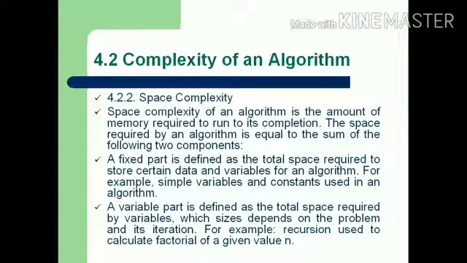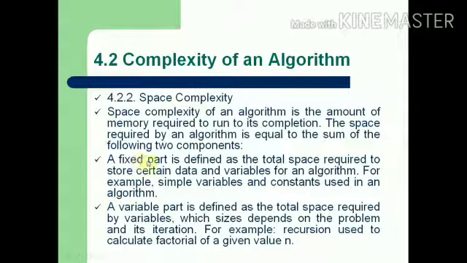For example, if you want to find the factorial for 3, we use three numbers: 1 into 2 into 3. So here only three variables are used. If you are using 5, then five values are used. So based upon the input, if your input is 5, then the memory consumption also increases. If your input is 3, the memory consumption will reduce. So based upon the input, the memory consumption may vary. So this concept is called space complexity.